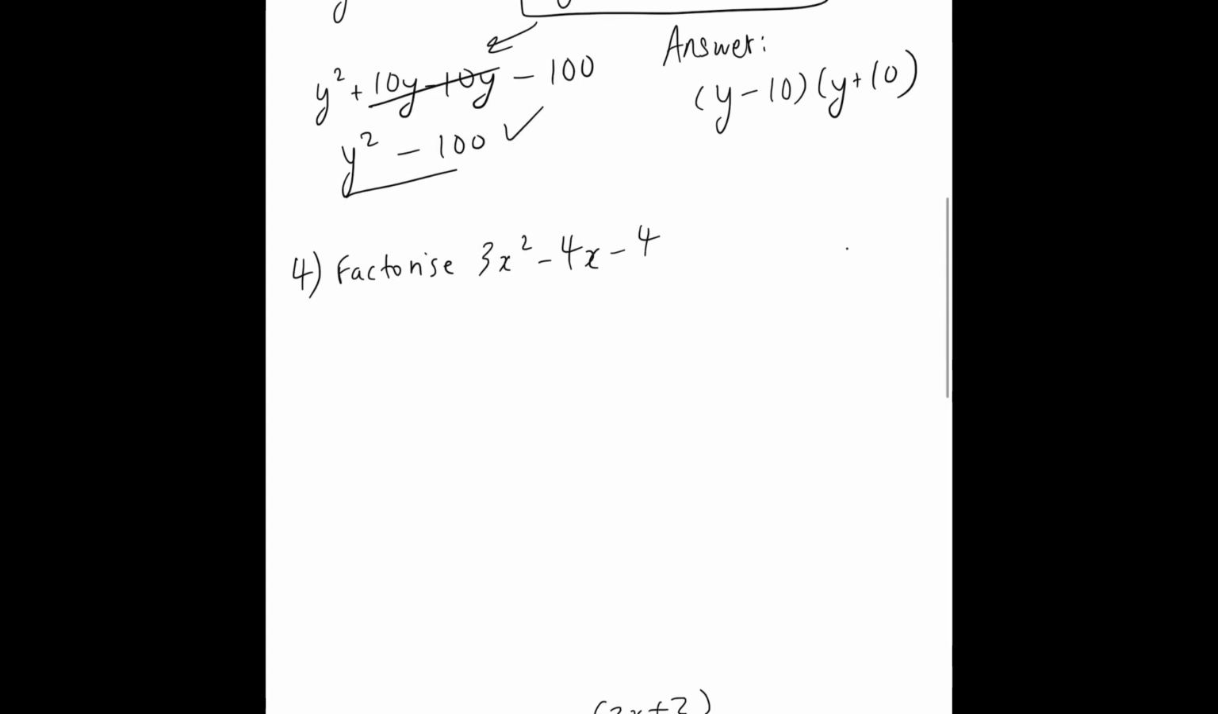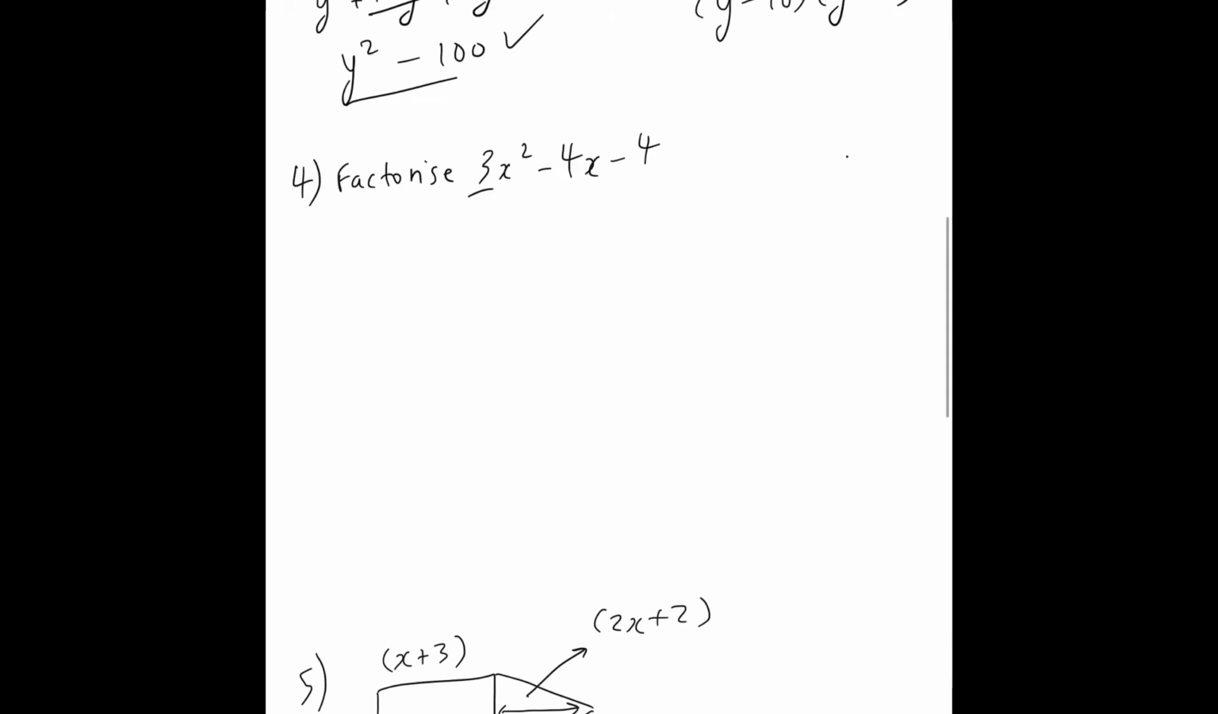Now next one. Now we have a number in front of x. What do you do if you have a number in front of x? You're going to follow the same method. You're going to find two numbers and multiply, but in this case you're going to do 3 times minus 4, that is minus 12. You're going to find two numbers that multiply to give you minus 12 and add to give you minus 4.